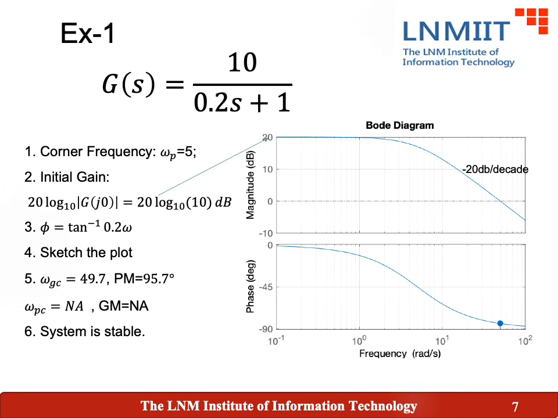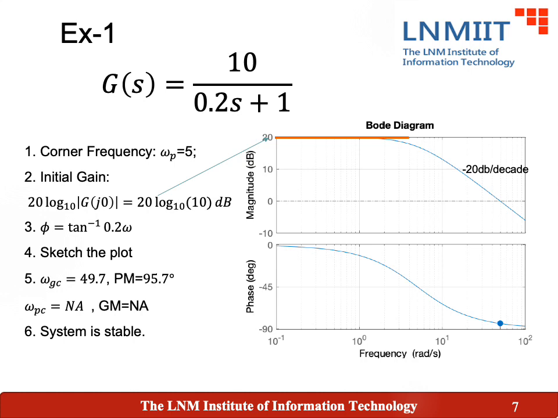This is the 20 dB initial gain, and after that we will sketch a line up to the next corner frequency. We know that the next corner frequency is 5 radian per second. So we will sketch a line of 0 dB slope because there is no pole or zero at the origin. So there will be a constant line with a slope of 0 dB per decade up to the next corner frequency. The next corner frequency is 5 radian per second.